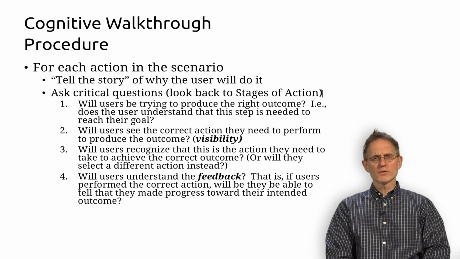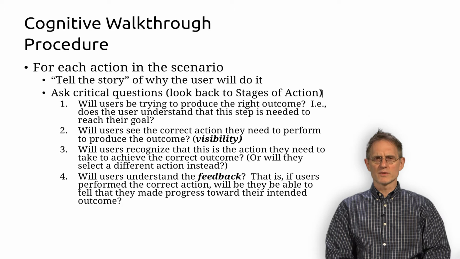You ask yourself, will users be trying to produce the right outcome? That is, does the user understand that this step is needed to reach their goal? Will users see the correct action they need to perform to produce the outcome? So the correct actual thing on the screen, a label, a button, whatever. And this is where the principle of visibility comes in that we've, again, talked about at length in previous courses in this specialization.